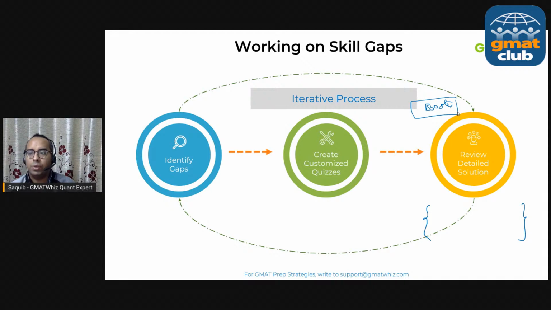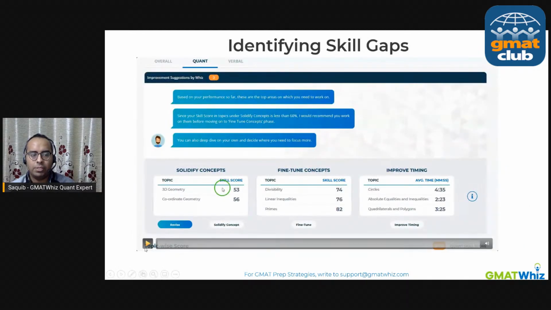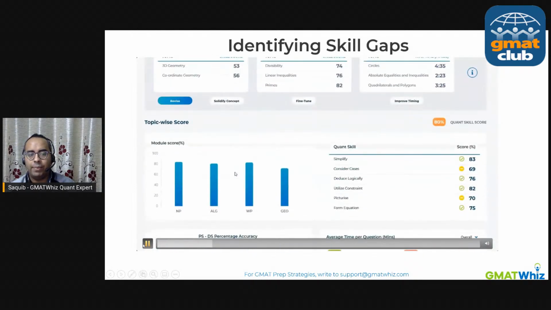You have to practice, I agree, but it has to be a very methodical way of doing it. Find your gaps. Just to give you an example, if you're a GMAT student, what you can do is go and find out where your skill gaps are. We have basically a section where we talk about the skill gaps, if you notice here.